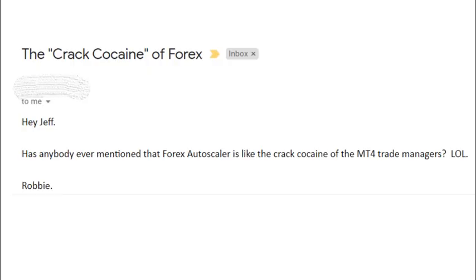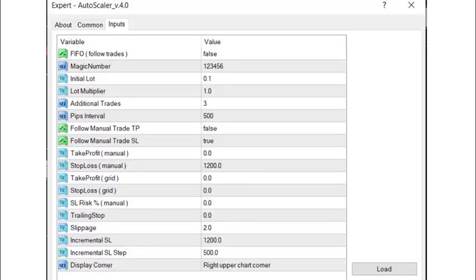The Forex AutoScaler MT4 Trade Manager. A trade manager that at least one person referred to as the crack cocaine of MT4 trade managers. That wasn't an insult, amazingly enough. He was just merely making the point that once you start using this trade manager, you never want to stop.